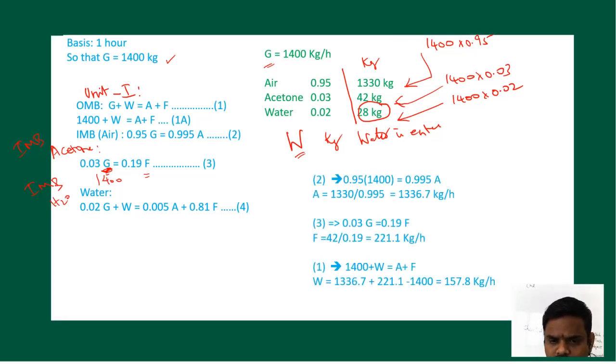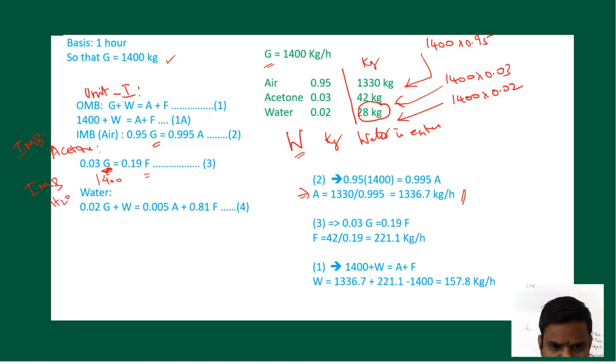Now from equation 2, 0.95 into G equals 0.995 into A. G value we know, so you can write 0.95 into 1400 equal to 0.995 into A. Simplifying, we get the value of A. You can use your calculator and check whatever answer you are getting. So we get the A value like this.